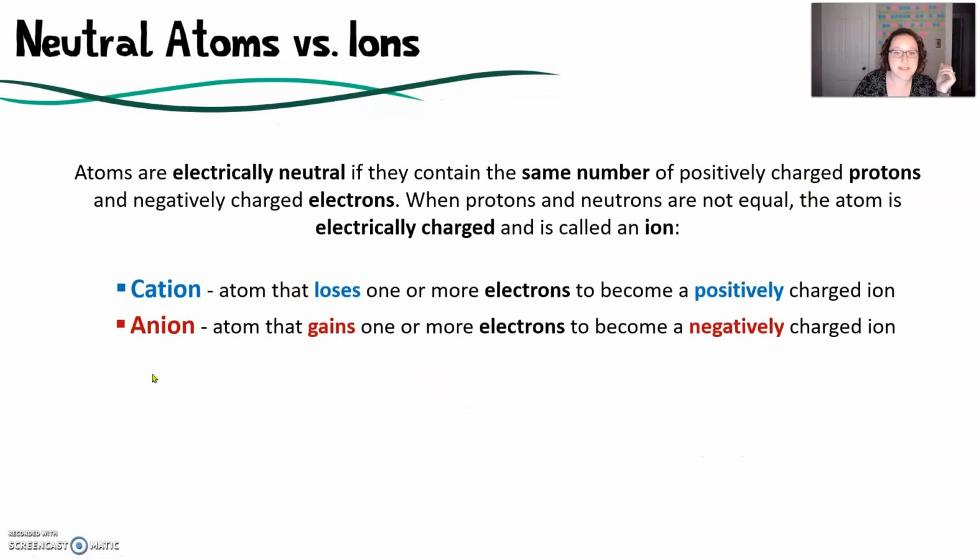As previously discussed, atoms that are electrically neutral have the same number of protons and electrons. Atoms that contain more protons than electrons, or vice versa, are called ions, and they'll have positive or negative charges based on the comparison of the number of protons and electrons. A cation is an atom that has lost one or more electrons and becomes positively charged.